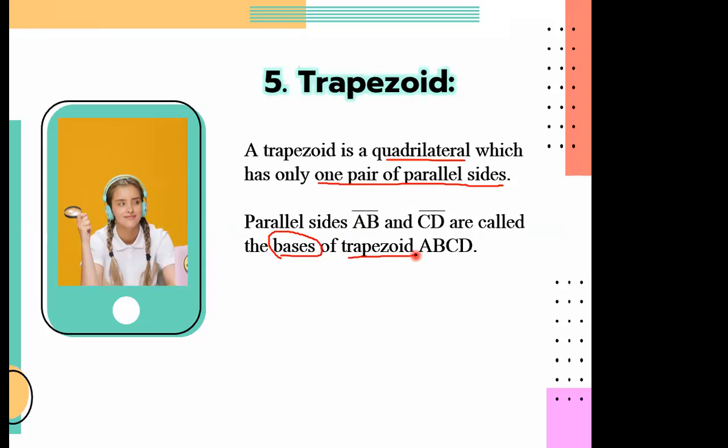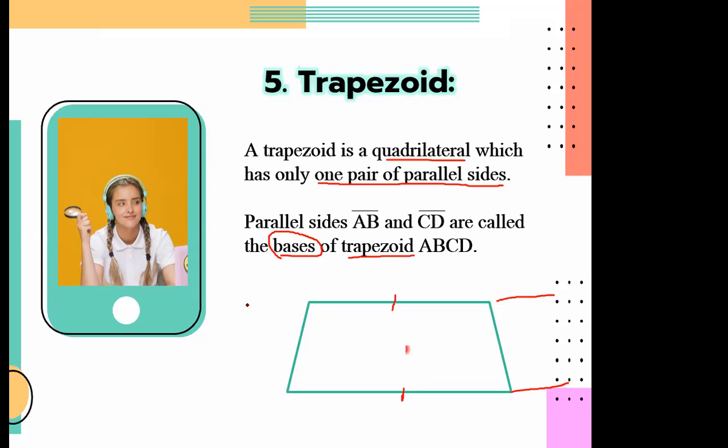Now look at this. This is basically a trapezoid. Why is it a trapezoid? As you can see here, these are the parallel sides. Why are they parallel sides? Because they will never intersect at any point. If you extend these lines, they never intersect at any point.